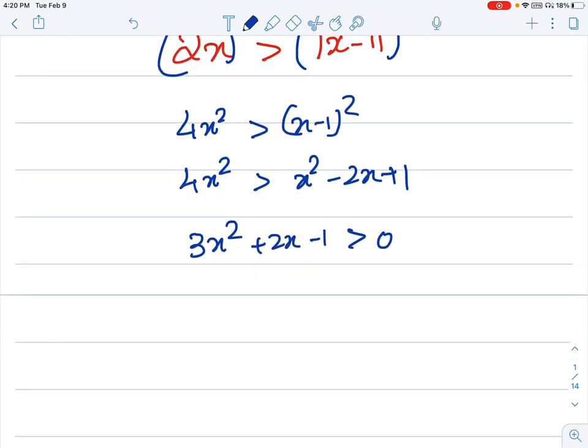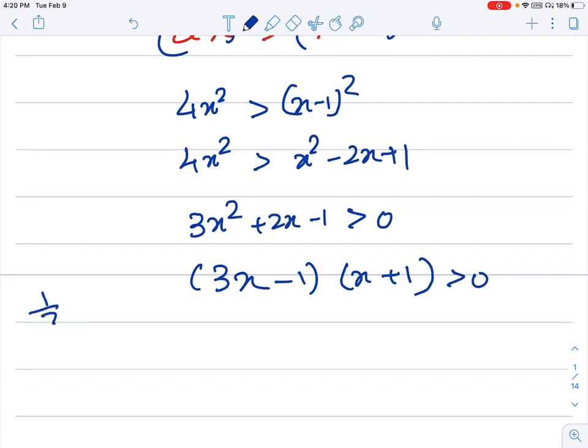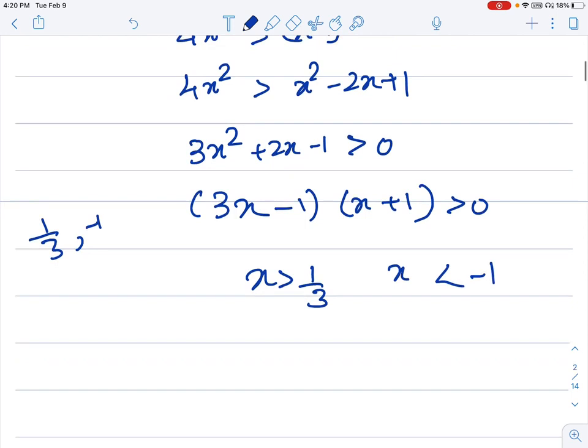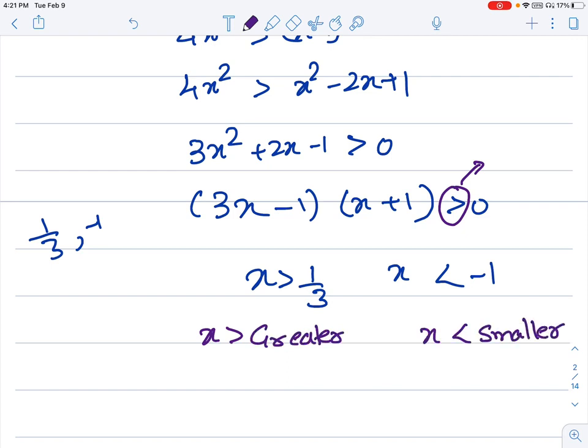Now I factorize this one: 3x square plus 2x minus 1 becomes (3x minus 1) times (x plus 1), which is greater than 0. So I have the roots as 1 upon 3 and negative 1. So I get x is greater than 1 upon 3, or x is less than minus 1. Whenever I have greater than, there will be two answers. It is a simple thing to remember: x is greater than the greater root and x is less than the smaller root. So over here, x is greater than 1 upon 3 and x is less than minus 1.